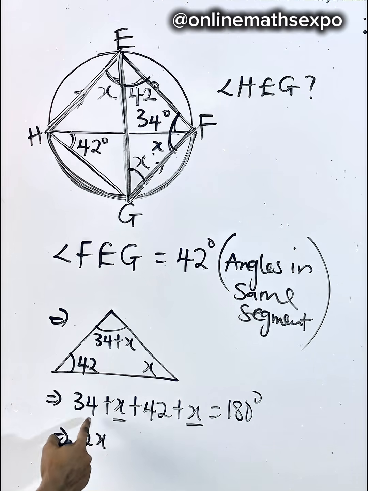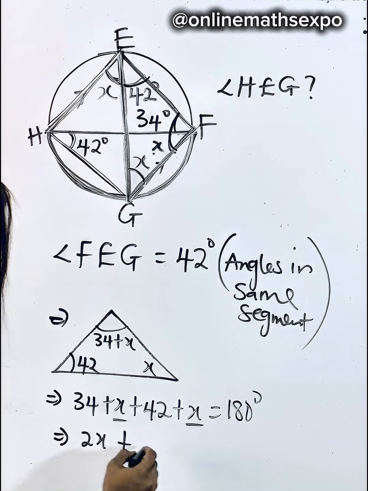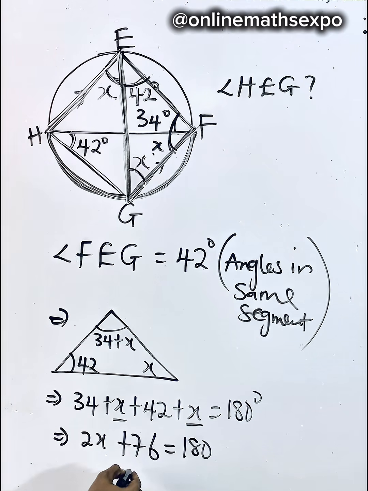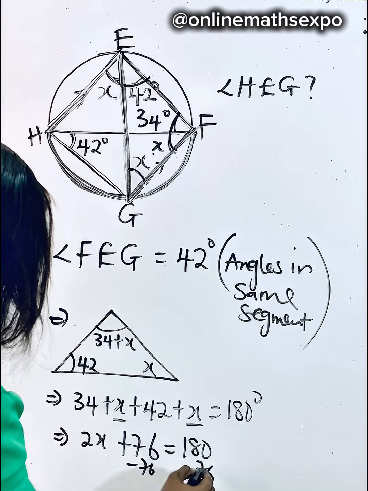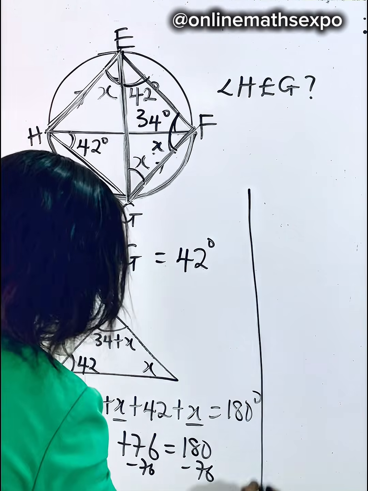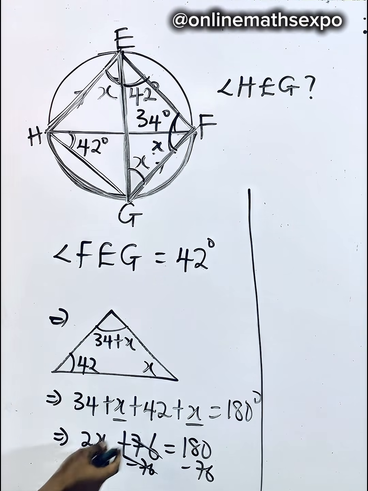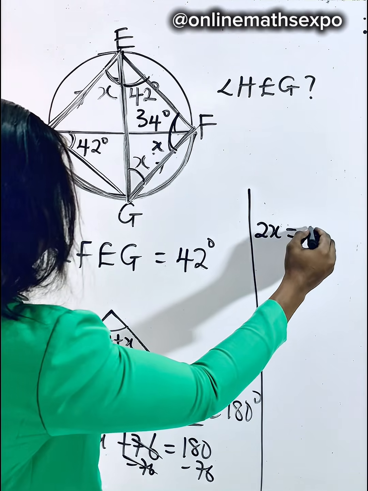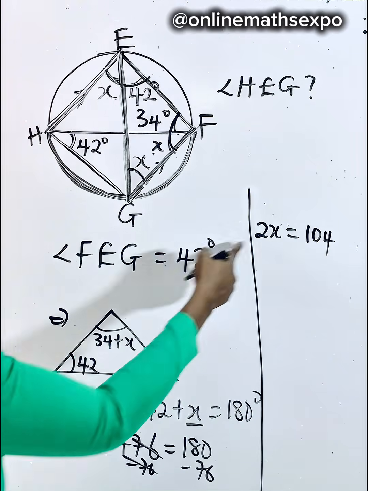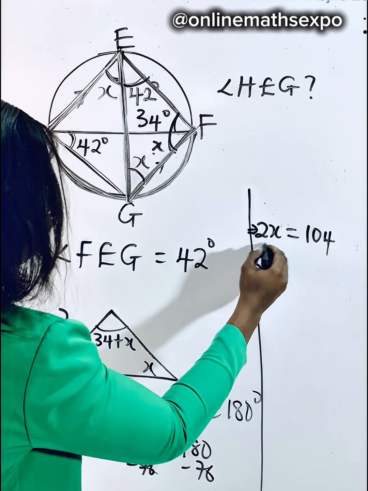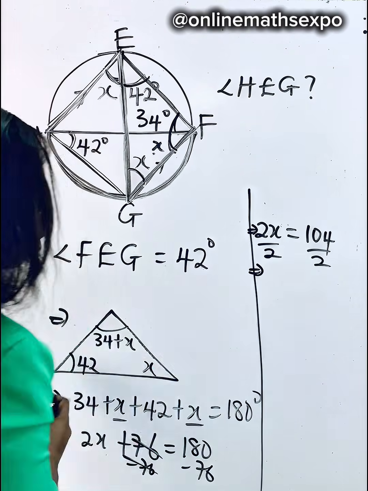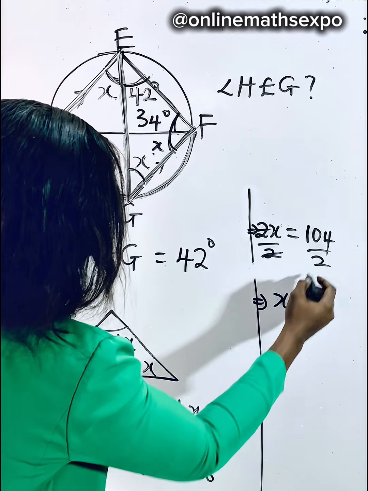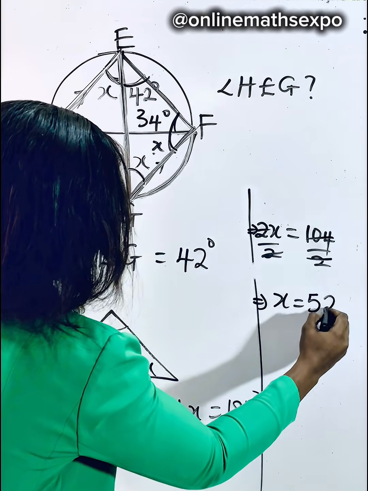We have 2X. Add this, it gives you 76. We have 2X plus 76 is equal to 180. To get X, subtract 76 from both sides. So we now have 2X is equal to 180 minus 76, which gives us 104. Now to get X, what do we do? Divide both sides by the coefficient. And when you do that, this gives us X is equal to 52 degrees.